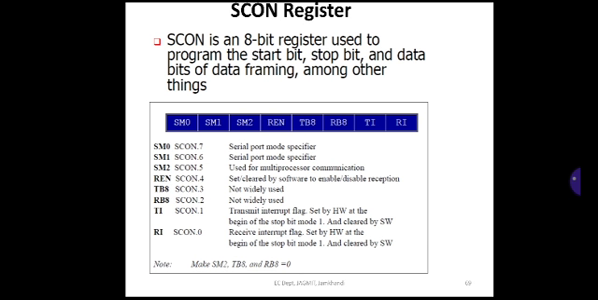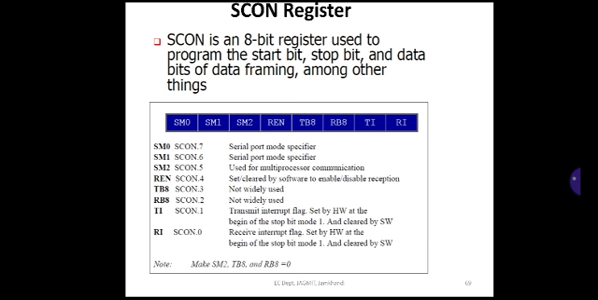Then REN. REN is set or cleared by software to enable or disable reception. REN is the receive enable. It is set and cleared by the software method to enable or disable reception, that is, receiving data is enabled or disabled by using a program.